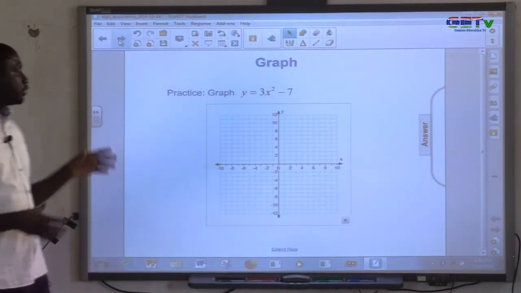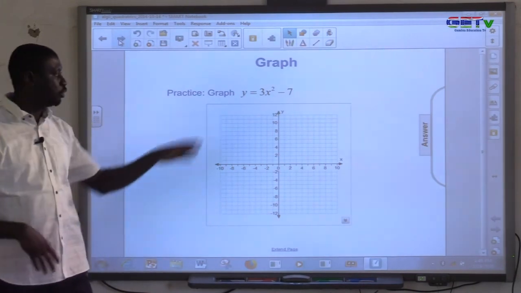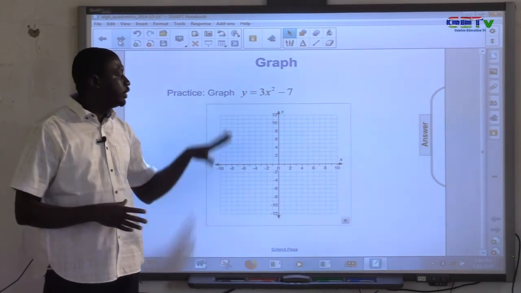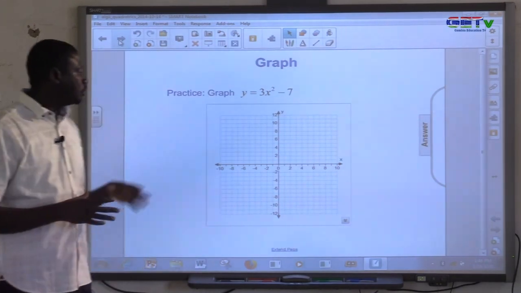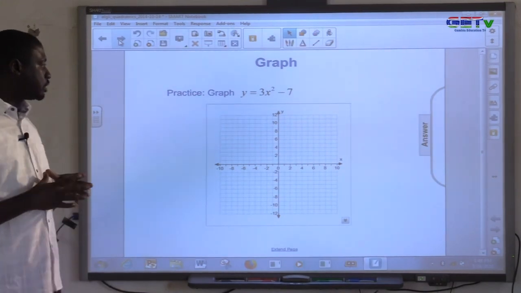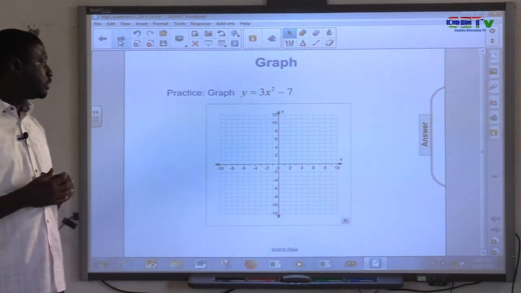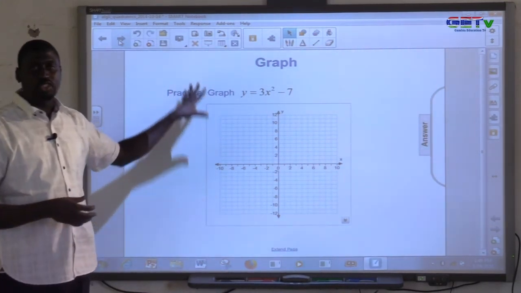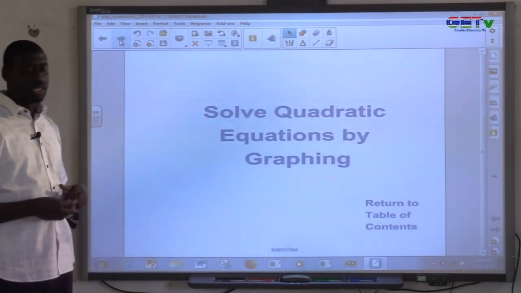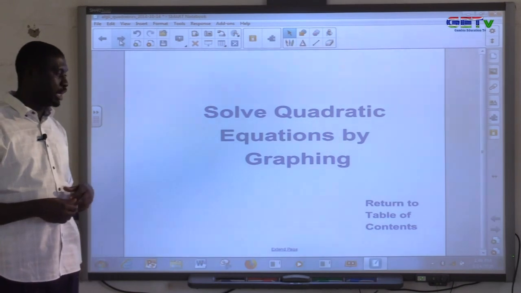Okay, the last part is to graph the function y is equal to 3x squared minus 7. This one, you have to try at home. It's an assignment for you. Try and solve this. In my next lesson, I will solve this with you. From there, we move to the next lesson, which is solving quadratic equations by graphing.